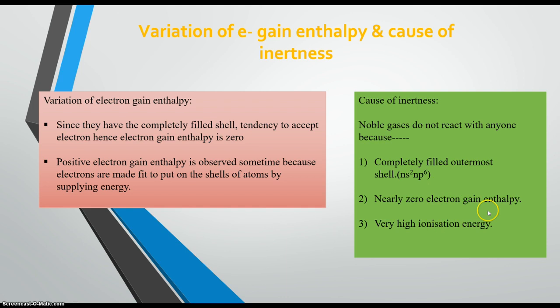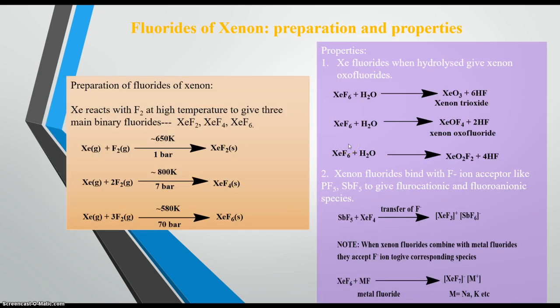And thirdly, very high ionization energy. Since they have the completely filled outermost shell ns2np6, which is a very stable configuration, a high amount of energy is needed to take out one electron from this outermost shell, and for this reason they possess high ionization energy. Due to these reasons, high ionization energy, zero electron gain enthalpy, and completely filled outermost shell, they are very inert in nature. Okay, now let's move on to the fluorides of xenon, their preparation and properties.